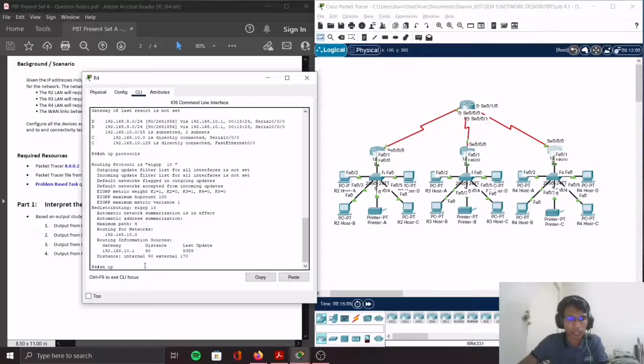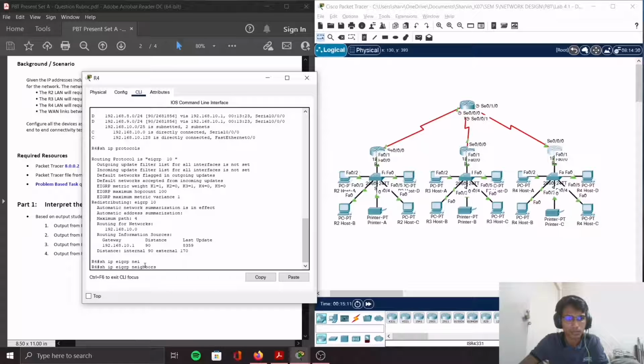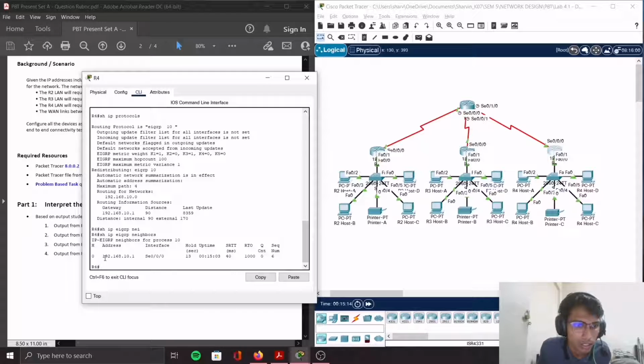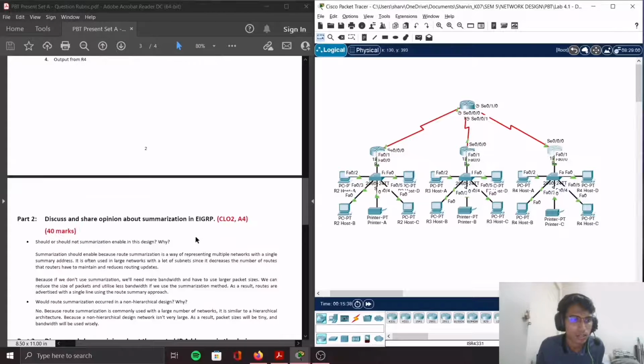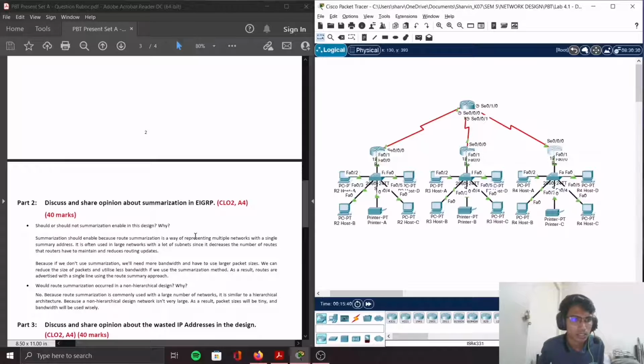We can see this clearly by giving show ip eigrp neighbor. We can see the address the routing information came from, and the interfaces used to get the routing information. Okay, we are done with part 1, which is interpreting the result of EIGRP routing. Let's go to part 2, which is to discuss and share opinion about summarization in EIGRP.